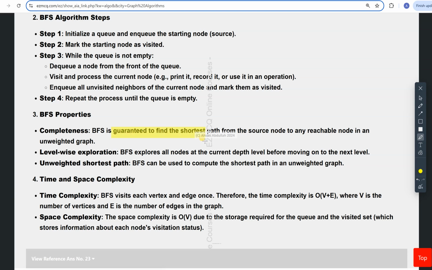Guaranteed. That's an algorithm. And it explores all nodes at the current depth level before moving to the next level. That is the property. And unweighted shortest path: it works with an unweighted graph. All right, it could be a tree also. As for time and space complexity, it visits each vertex and edge only once, so there is no repetition. The time complexity is O(V + E), where V is the number of vertices and E is the number of edges. The space complexity is the additional space for storage of the required queue and the visited set. This is not counting the additional space of storing the graph itself.